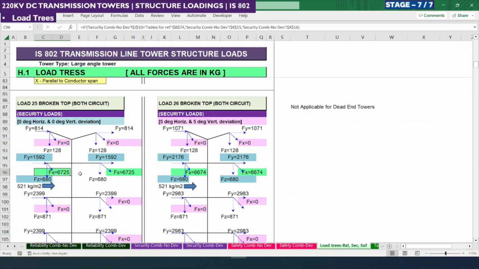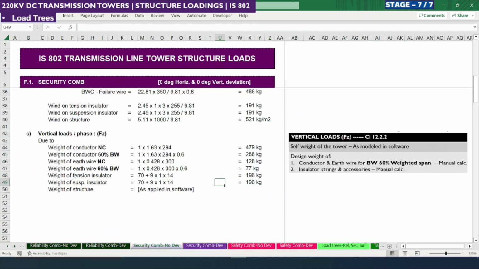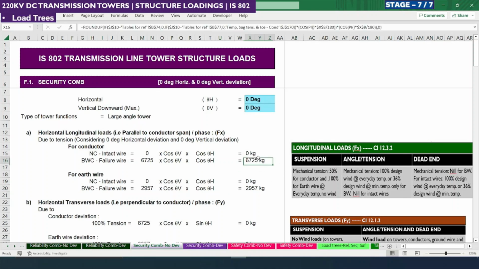So here you can see that it is 6725 kg, and also Fy is 1592 kg. So why this big change? You can see here in longitudinal for the broken wire condition we need to consider 6725 kg, which is stated in clause 12.3.2. So that is why these huge forces are coming in the broken wire condition. Mainly the design of the tension tower is the major thing which has heavy forces in case of broken wire condition.